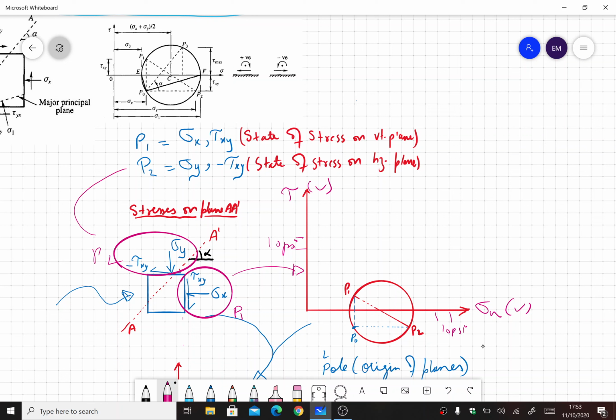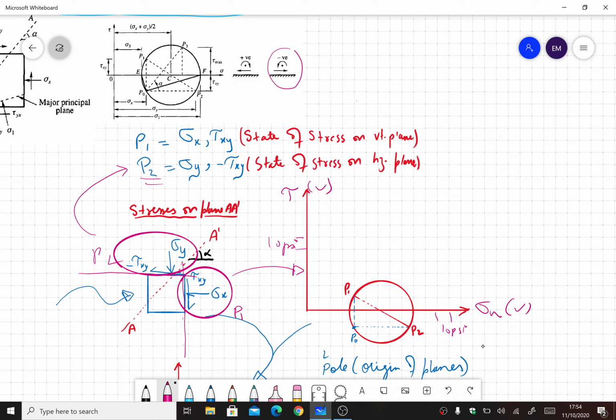The same thing is mentioned here: my point 1 is sigma x and tau xy, that is the state of stress on the vertical plane. This is the vertical plane. And p2 is the state of stress on the horizontal plane, so this is the horizontal plane. We have sigma y and tau xy. Now we plot. Sigma x and sigma y both are positive, and the shear stress on p2 is negative. This is the sign convention that we have followed here.